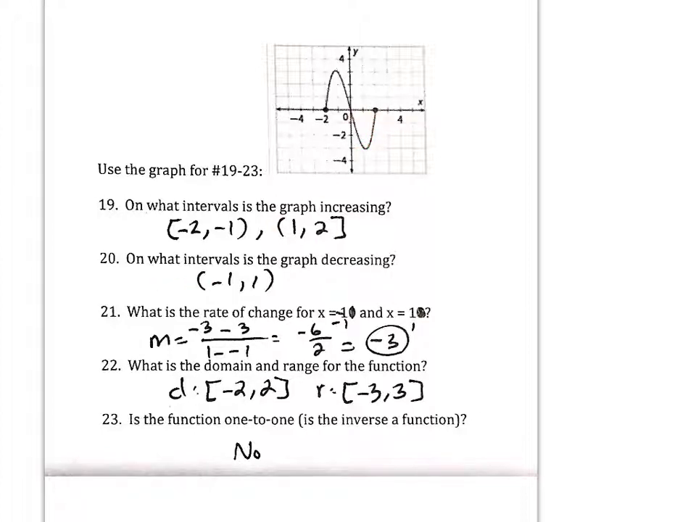Number 20 says, where is it decreasing? It's decreasing from right here down to there. That little section right there. So what x coordinates are those? That x coordinate's negative 1. That x coordinate's positive 1. So it's decreasing from negative 1 to positive 1.